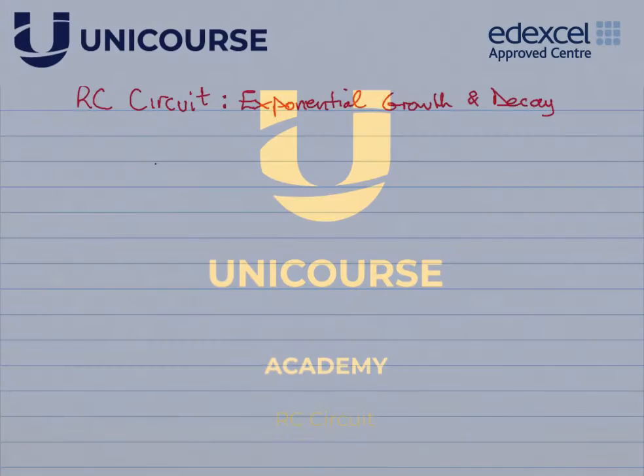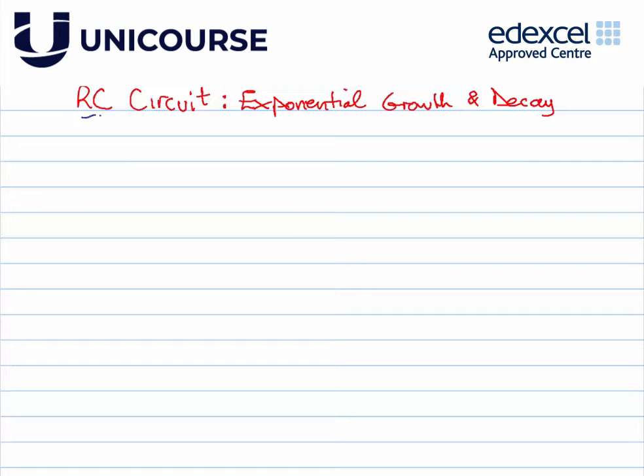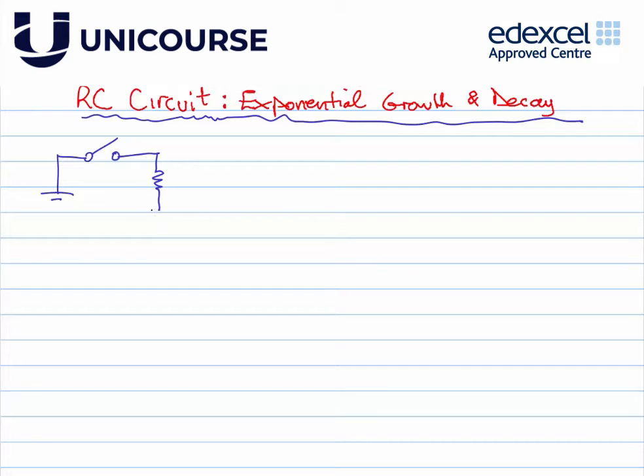Hi there, this is Mike Lopez, and in this video we're going to be looking at an RC circuit, a series RC circuit, and in particular looking at the exponential growth and decay properties of this arrangement. Okay, so let's first of all draw ourselves an RC circuit. So we have a battery, here's a switch. The experiment will start once the switch is closed.